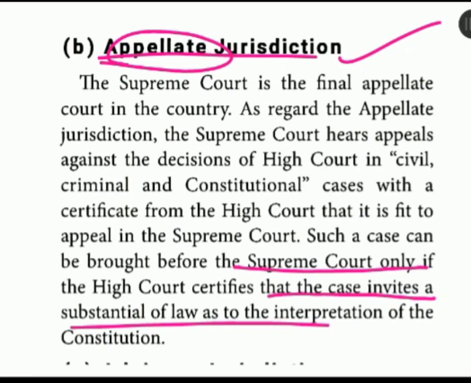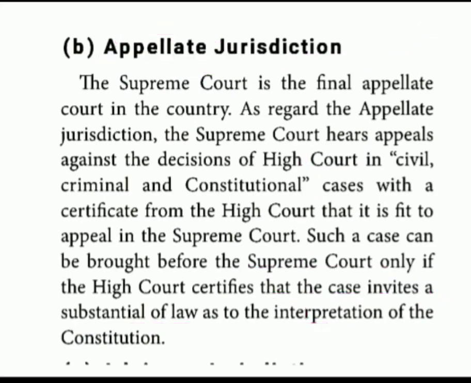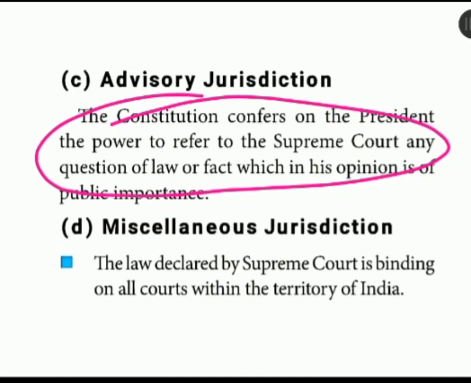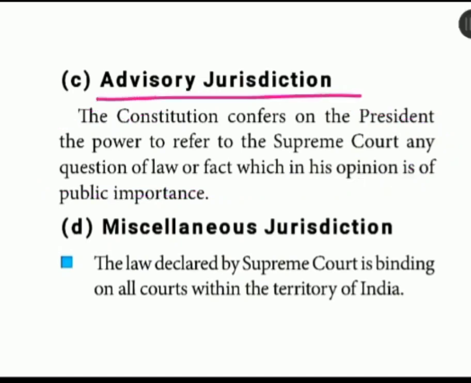The next one is advisory jurisdiction. What is meant by advisory jurisdiction? The Constitution confers on the president the power to refer to the Supreme Court any question of law. The president has the right to ask the Supreme Court regarding matters of public importance. Once again, advisory jurisdiction means the president has the right to ask the Supreme Court about matters of public importance. Okay, that's the thing, children.